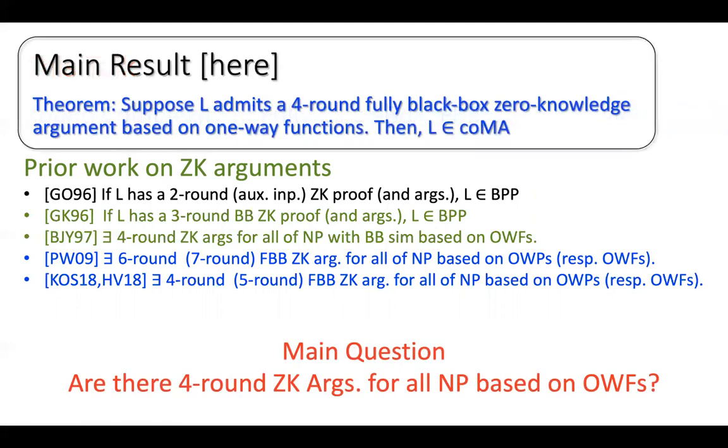And the main result here shows that only languages in coMA have 4-round fully black box zero-knowledge arguments based on one-way functions. So in a sense, again, here we have a primitive where you can do it based on one-way permutations, but you cannot do it based on one-way functions in a fully black box way.